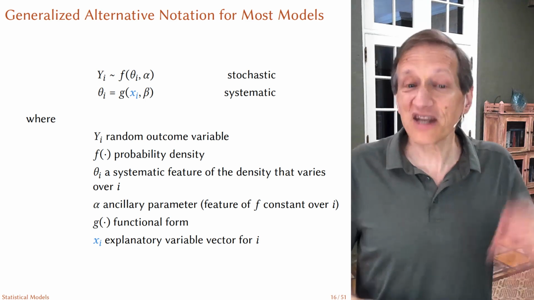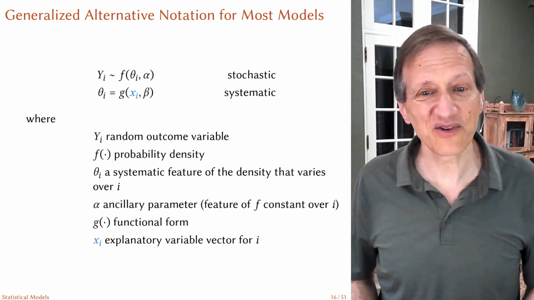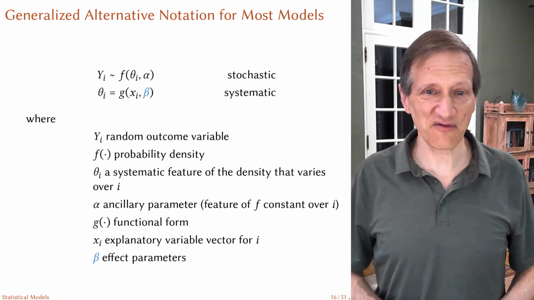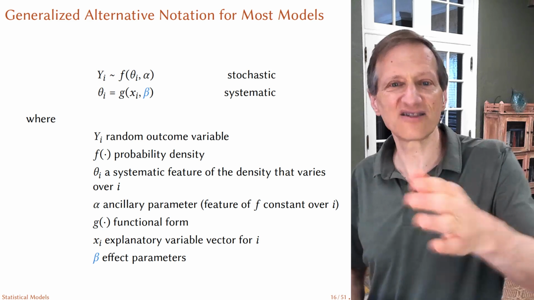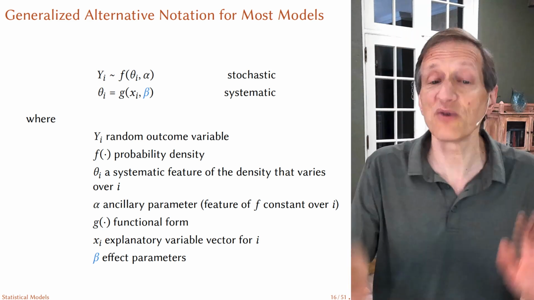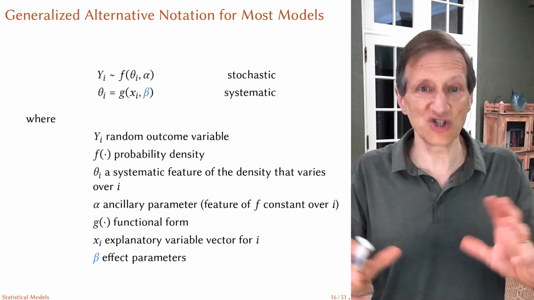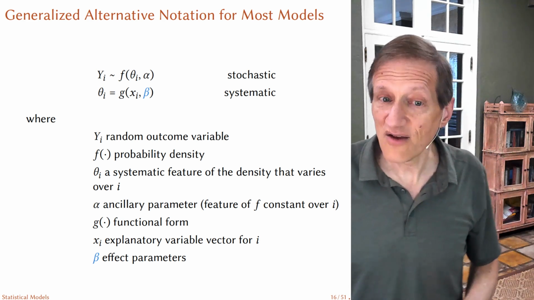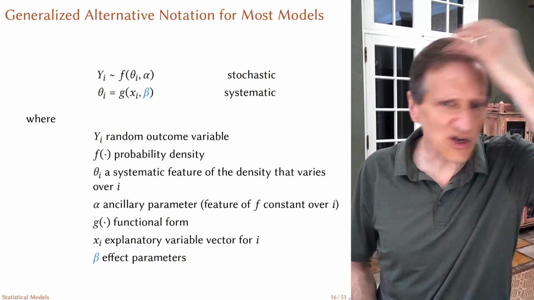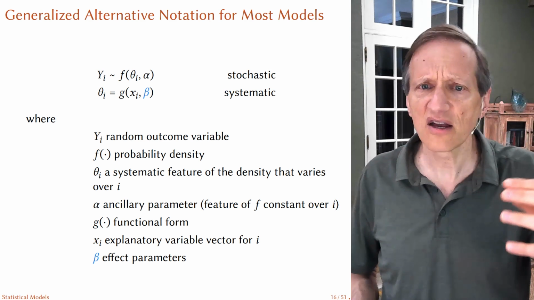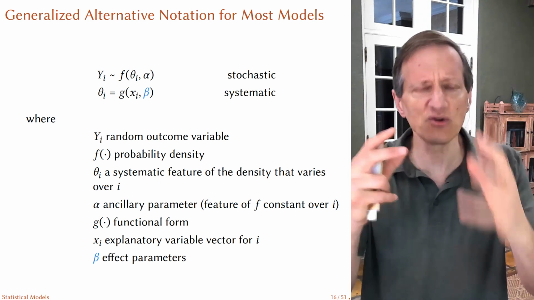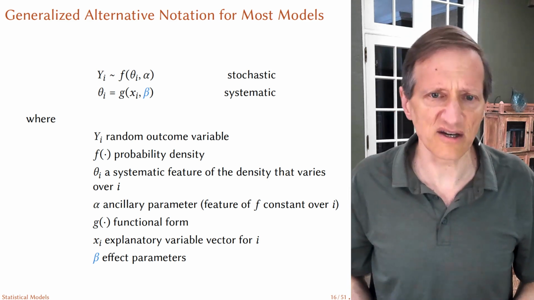And then we're going to have x sub I as an explanatory variable vector for I, and we'll have beta as the effect parameters. So g of x sub I and beta in the regression model is just x sub I times beta, but there's lots of other ways of putting those together. So this is the generalized alternative notation. For most models, we're going to keep revisiting this. We're always going to ask what is the stochastic component for this model and what is the systematic component for this model. Those two things are what we need to focus on.